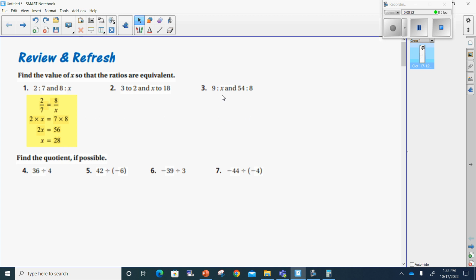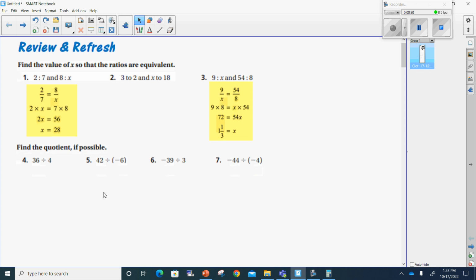For number 3, I got 9 over x, and it equals 58 over 8. So now I'm going to have 9 times 8, that's 72. That's going to equal x times 54. When I divide 72 by 54, I get 1 1/3. All right, let's go to number 5.